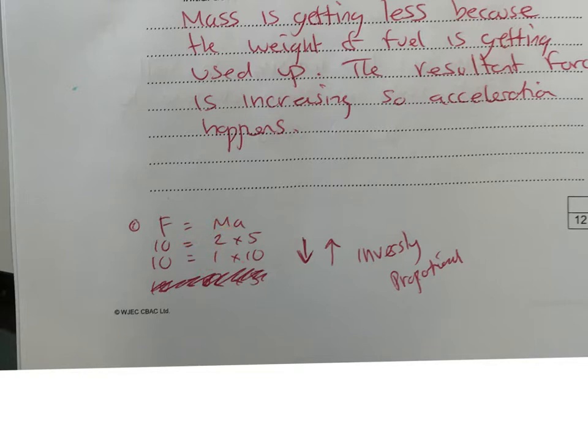And again, you could prove this by doing a simple example. If we keep the resultant force the same, you can see that if the mass goes from 2 to 1, to get the same force, the acceleration has got to go up. So 2 times 5 is equal to 1 times 10. So they're inversely proportional. If you decrease the mass, you've got to increase the acceleration to get the same force. That's what that's saying.